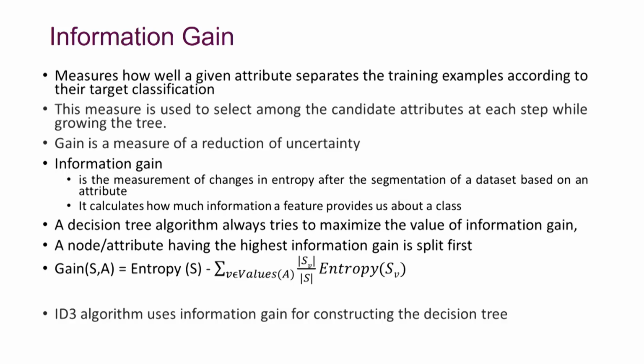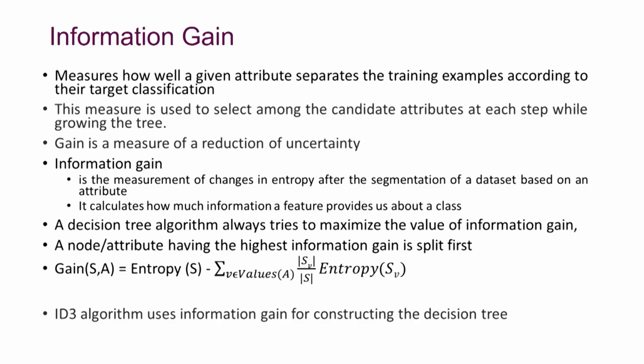So, we will calculate the number of instances corresponding to the old young age upon the total number of instances into the entropy of that young age node. Similarly, we will subtract one term corresponding to the number of instances in the middle age upon the total number of instances into the entropy of that middle age node, and so on.